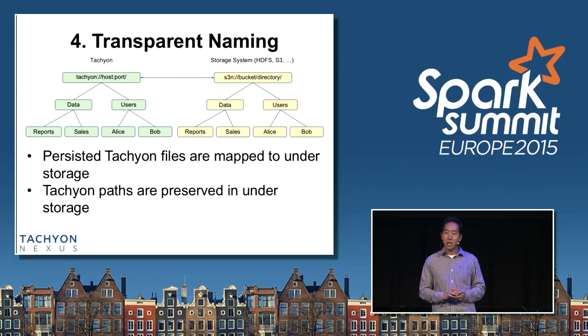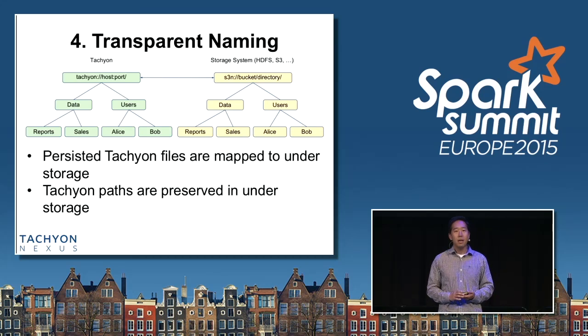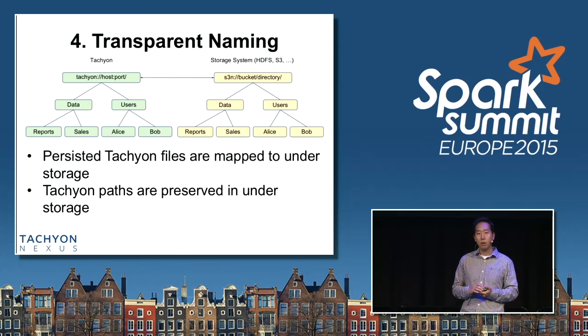This is another feature, transparent naming, that's recently been added to Tachyon, and I think it's a really cool feature. This essentially allows a one-to-one mapping between the Tachyon namespace and your under storage system namespace. Before, in earlier versions of Tachyon, when you wrote a new file into Tachyon, it would write the file to the under storage system, but it would be in a special directory with a special name, and it was hard to find where that file is.